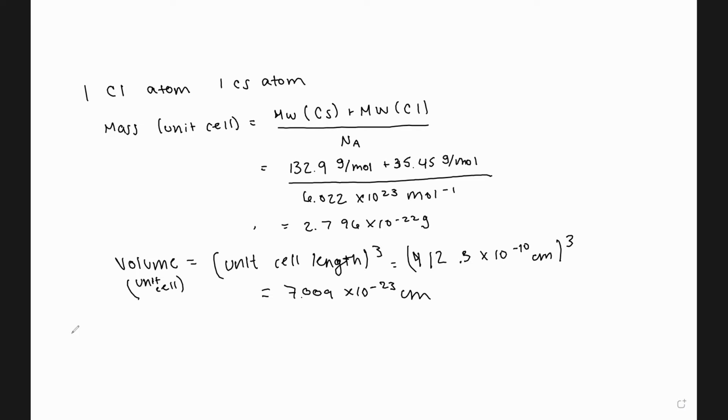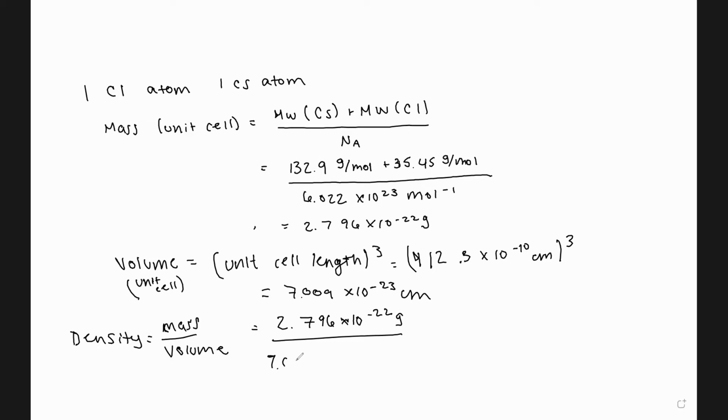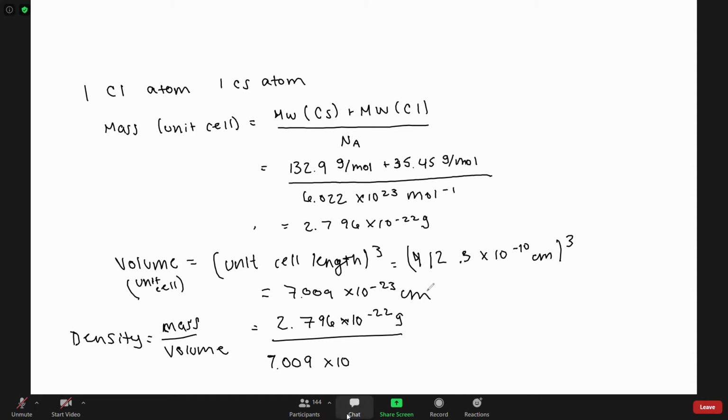And now our density is the equation that I was writing earlier, which is going to be our mass divided by our volume, which again is just something you should know. Also, apologies for my atrocious handwriting. And that will equal 2.796 times 10 to the negative 22nd grams divided by 7.009 times 10 to the negative 23rd centimeters cubed, which equals 3.989 grams per centimeter cubed.